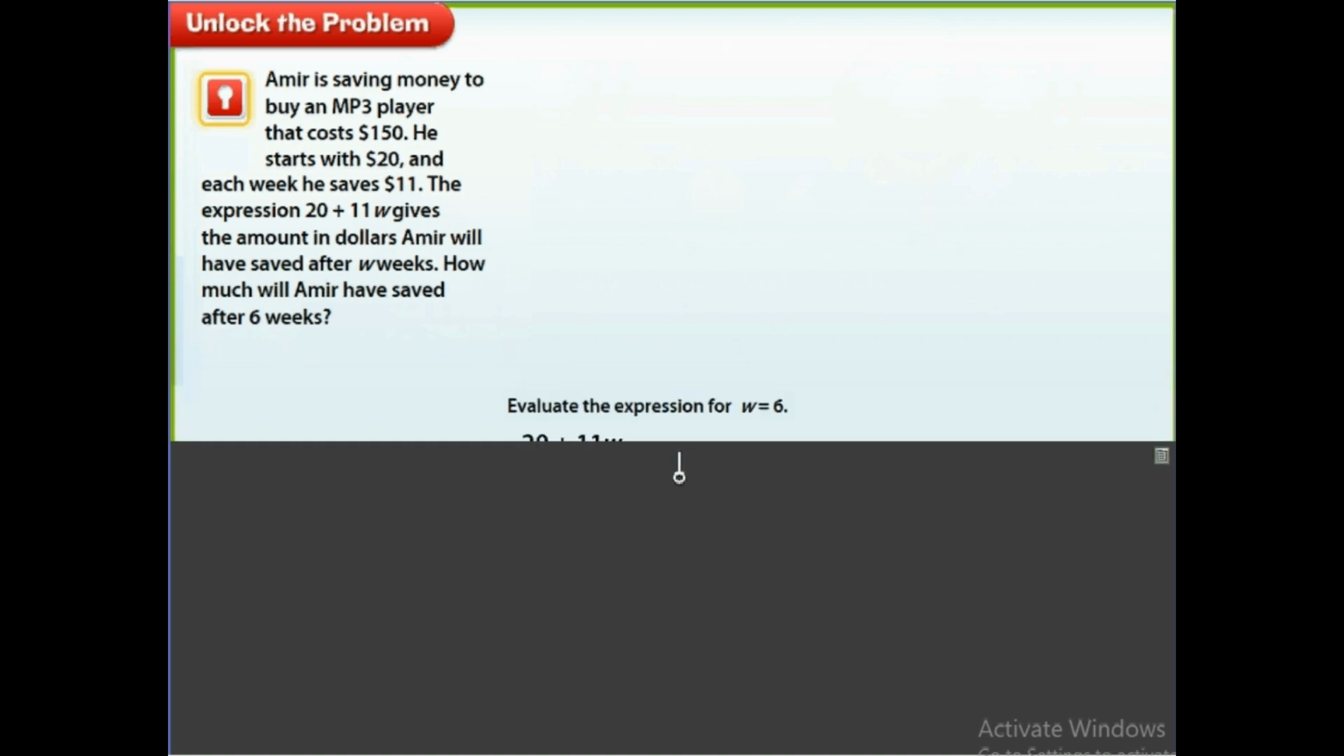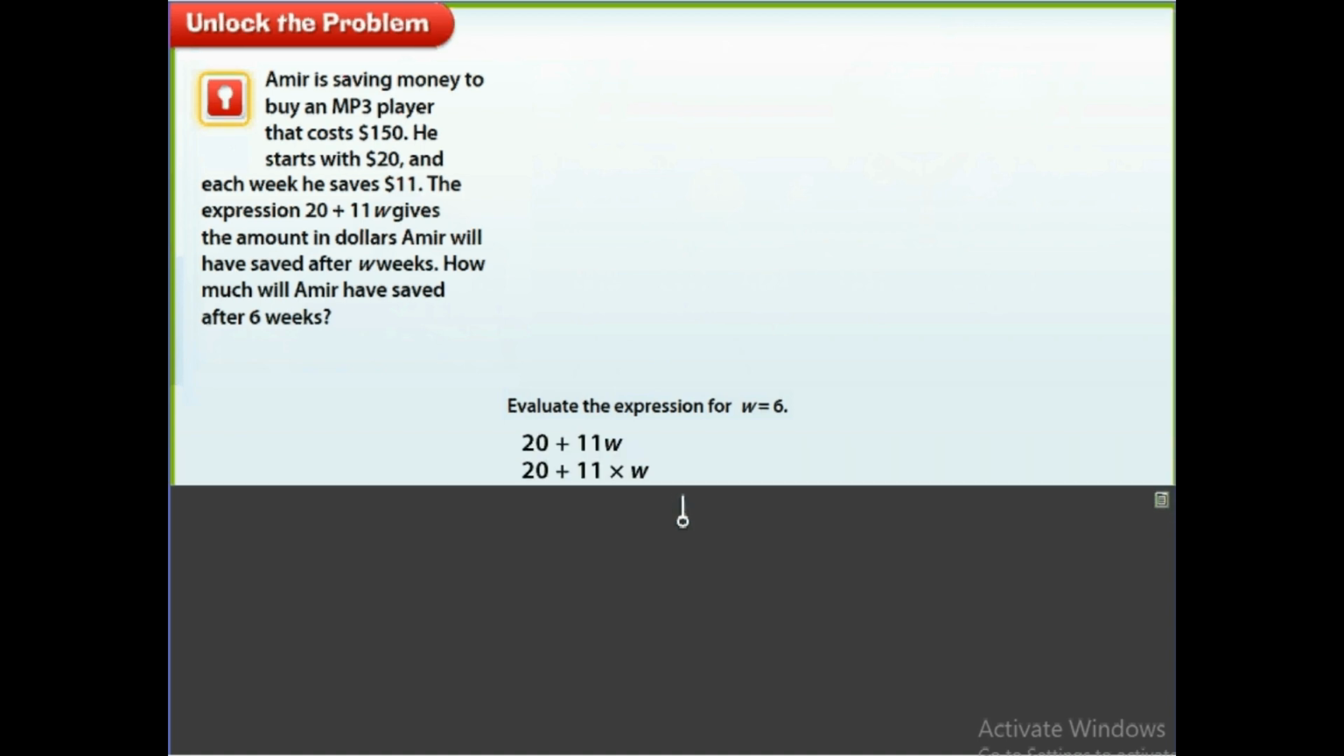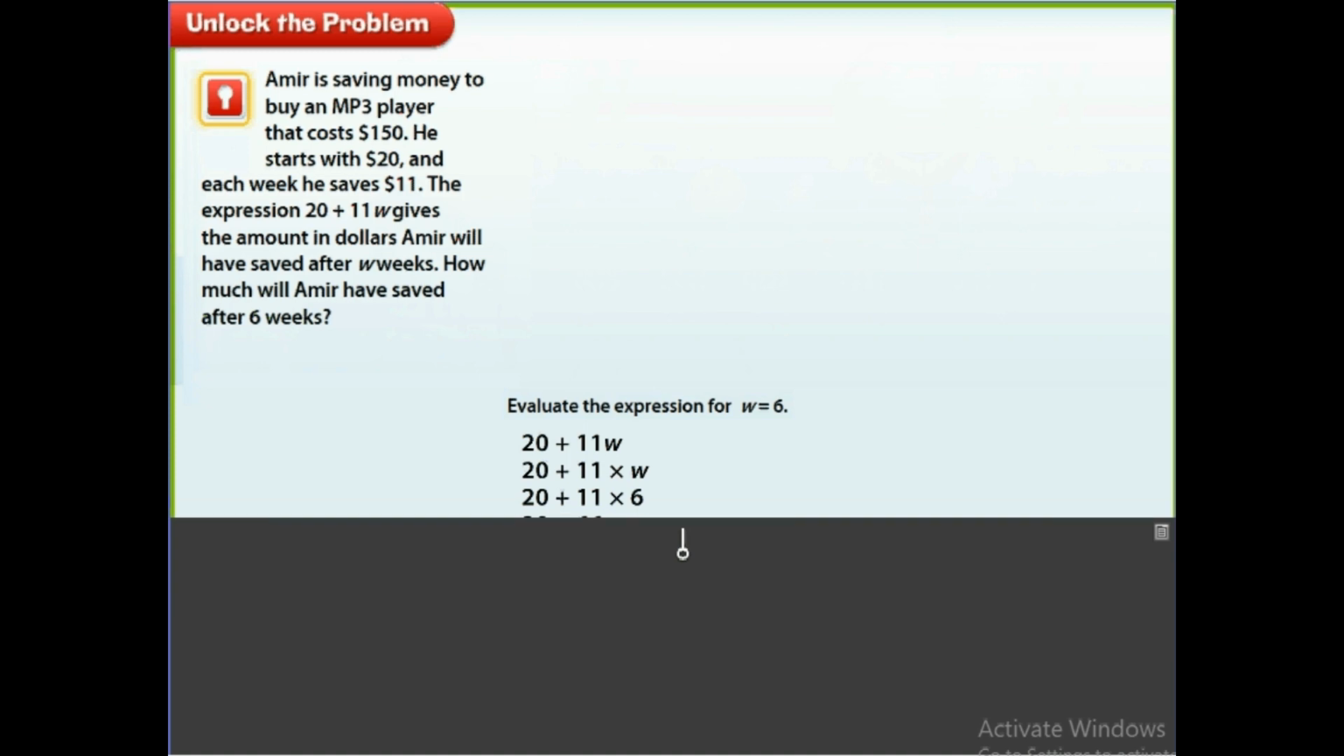Evaluate the expression for W equals 6. First, examine the expression to decide which operations are used. Multiplication is represented by 11W. To evaluate the expression, start by substituting 6 for W.